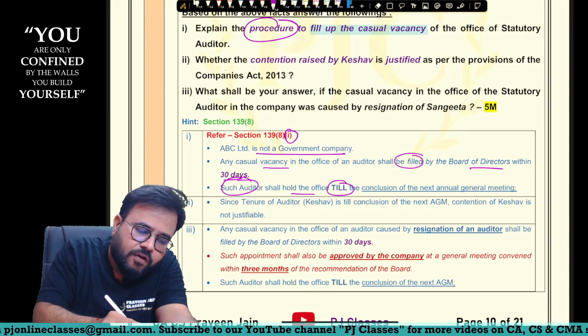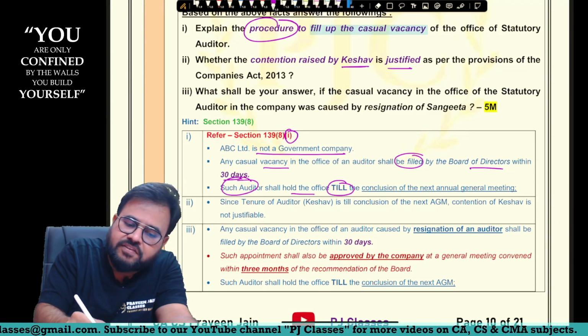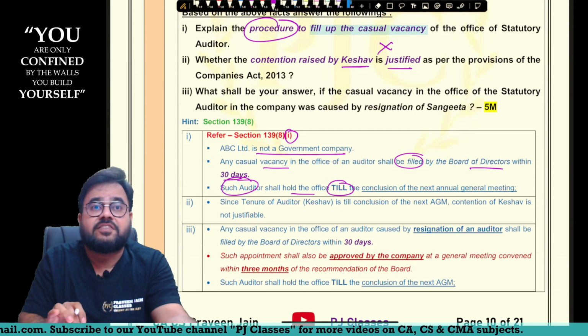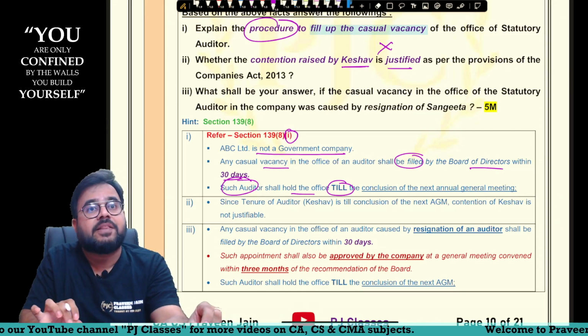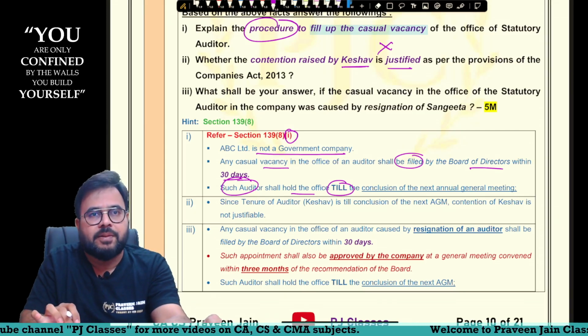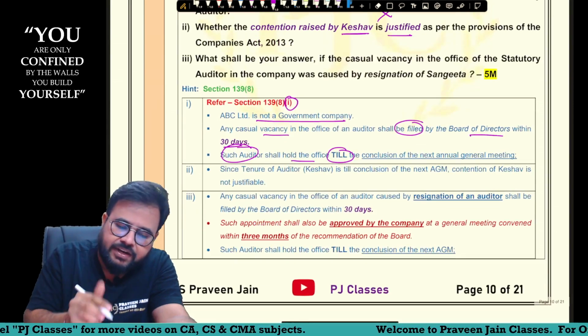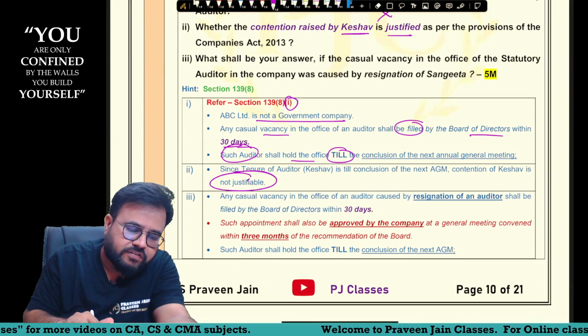Great. Now, whether the contention raised by Keshav is justified? No, the contention raised by Keshav is not justified because he was not appointed in the AGM. He was appointed by the board of directors. And if they are appointed by the board of directors, he has a very limited tenure, sir. So his contention is not justifiable, sir.